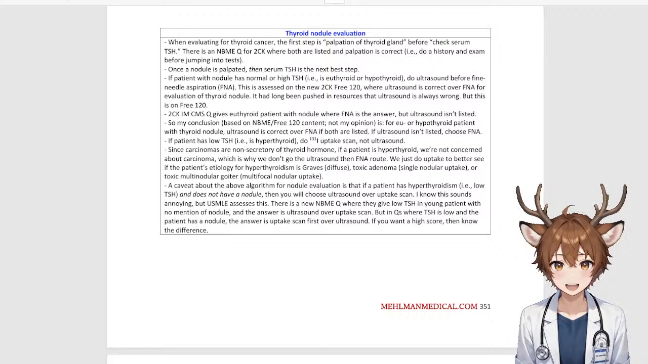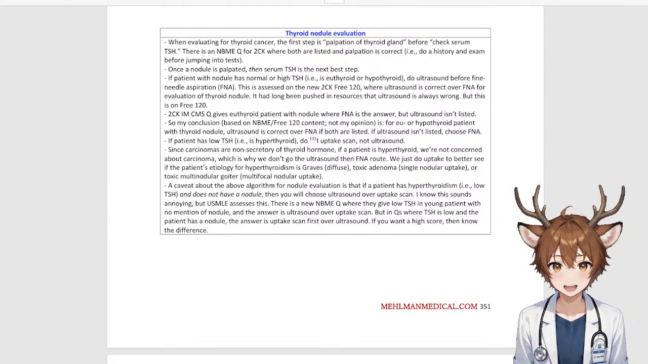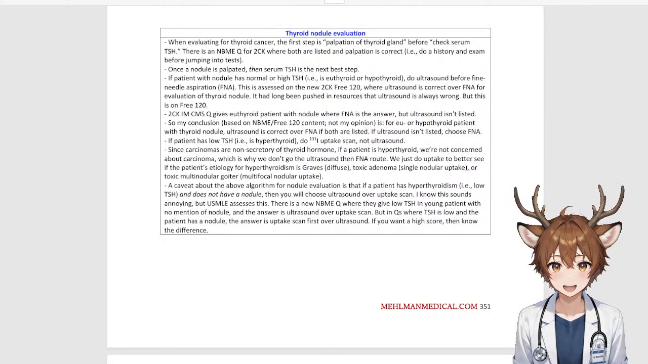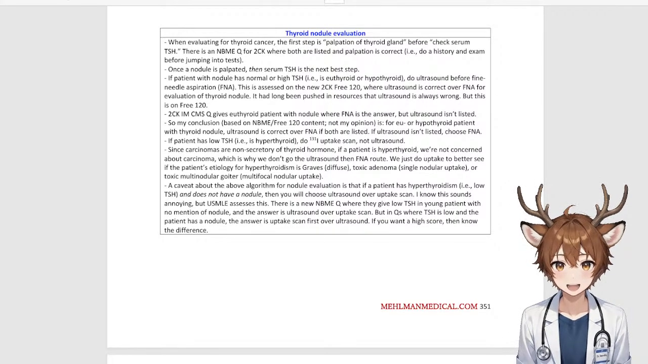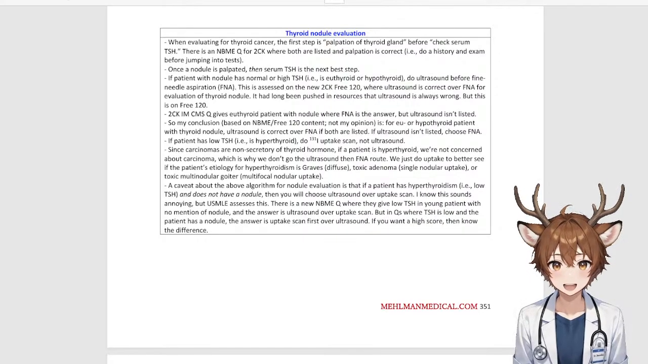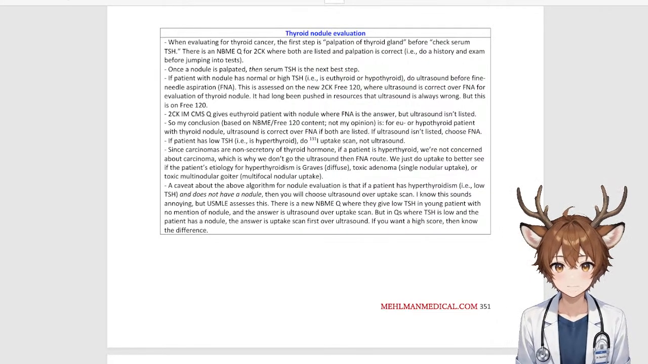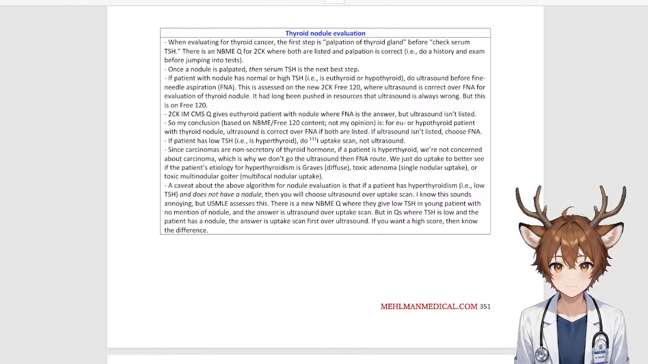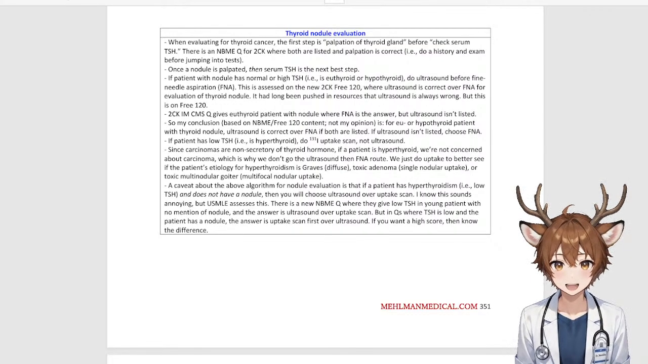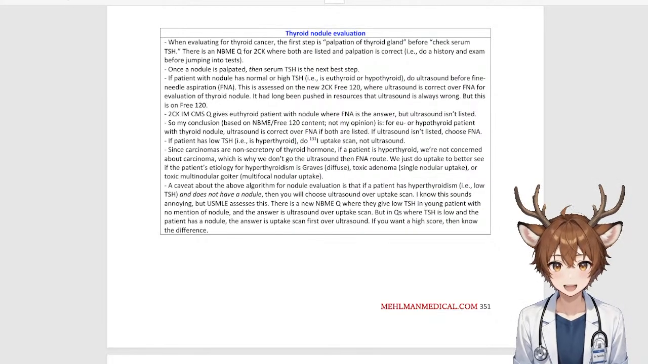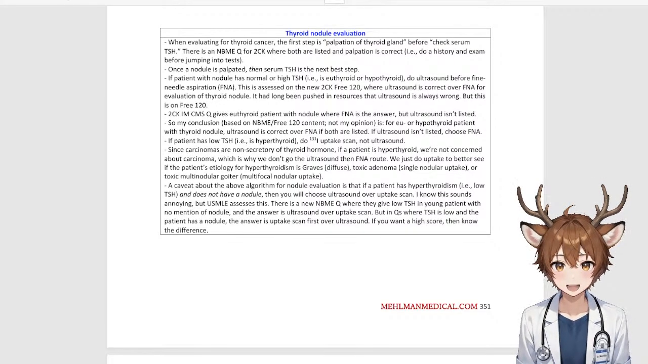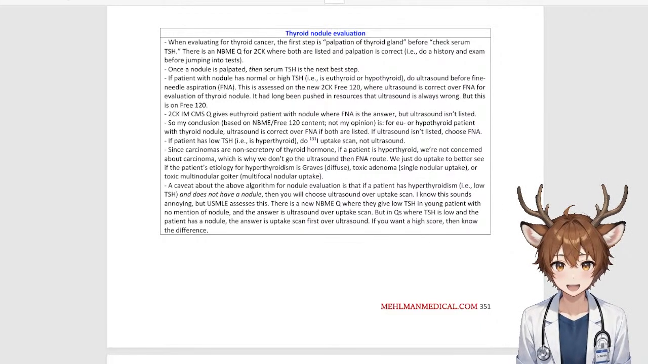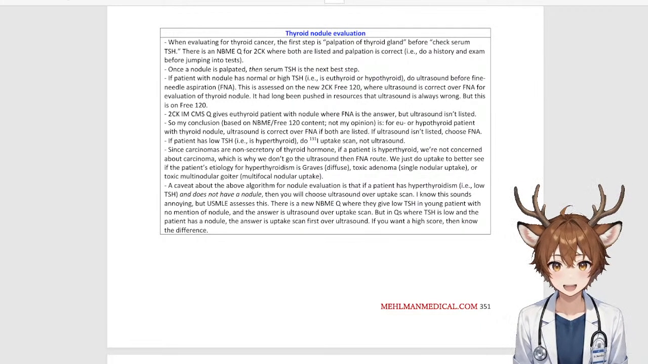If the patient has a low TSH, that is to say has hyperthyroidism, do a 131I uptake scan, not ultrasound. Since carcinomas are non-secretory of thyroid hormone, if our patient is hyperthyroid, we're not concerned about carcinoma, which is why we don't go to the ultrasound, then fine needle aspiration route. We just do the uptake to better see if the patient's etiology for hyperthyroidism is Graves', diffuse; toxic adenoma, single nodular uptake; or toxic multinodular goiter, multifocal nodular uptake.